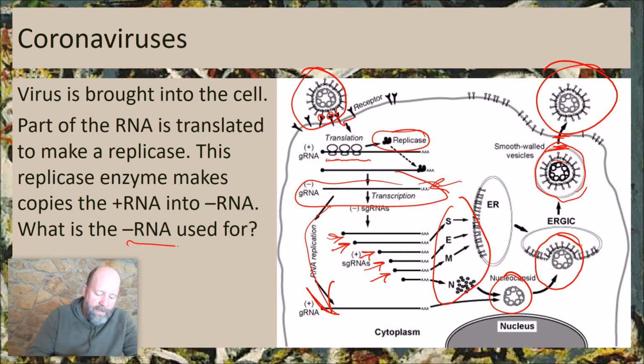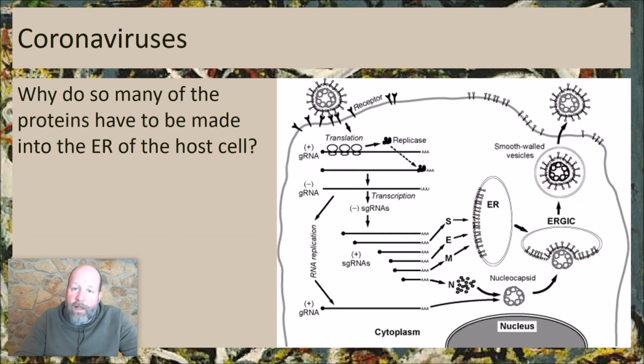So the RNA minus is used as a template strand to make transcripts. All right, the RNA plus is sense. It has codons. The RNA minus is, like I said, like the template strand of the DNA. A lot of these proteins have to be made into the membrane of the ER because they are going to be part of that envelope.